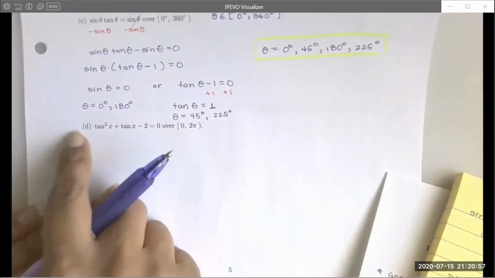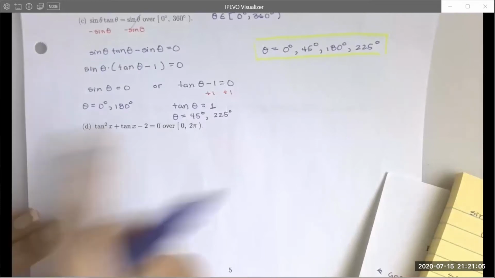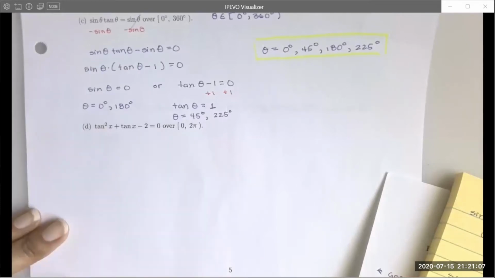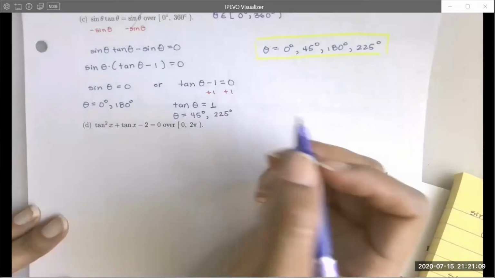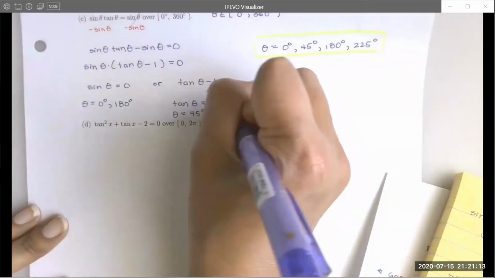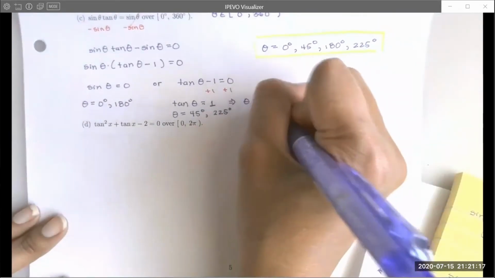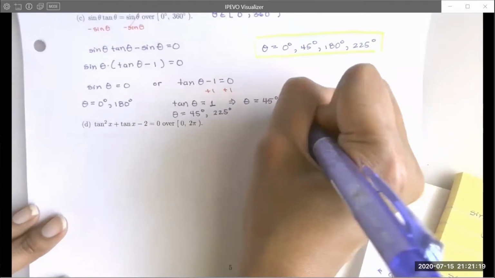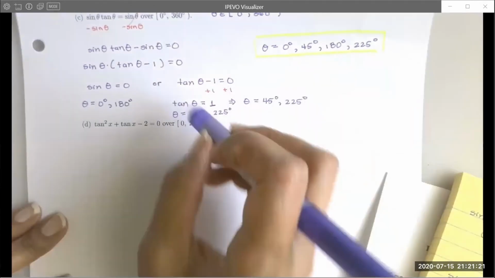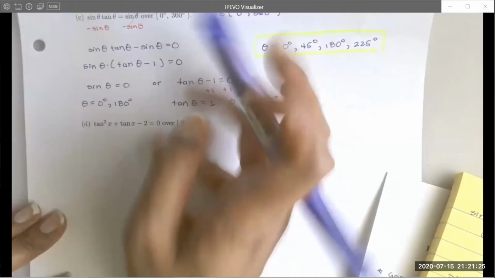Okay, part D now. Part D has this equation, tan squared x plus tan x minus 2 is equal to 0 over the interval 0 to 2 pi. So that means that theta has to be in that range, 0 to 2 pi. Actually, let me just move this line from the previous problem a little higher, that way it's not difficult to see this problem. Okay, there, that's better.